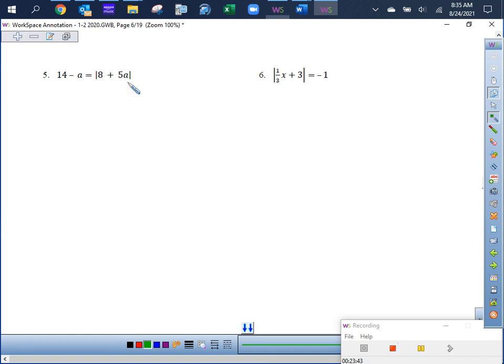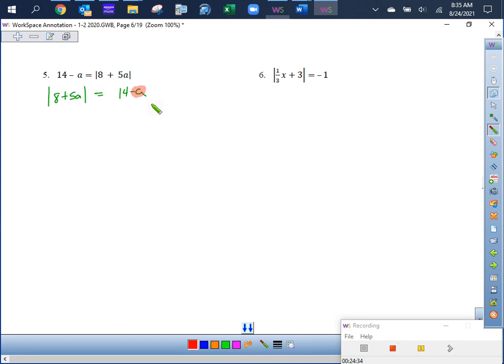Now let's pull a switch. Right? I don't like the bars on the left. If you like it, great. I don't. Let's pull a switch. So the absolute value of 8 plus 5a still equals 14 minus a. Common sense check. Can't do it. Why can't I do it? There's a letter outside the bars. Right? I got a letter. So I got to do all the work.